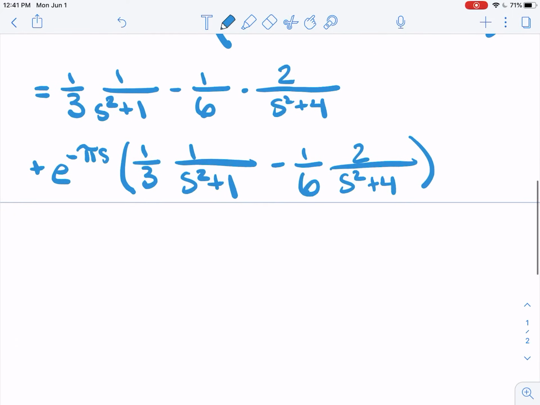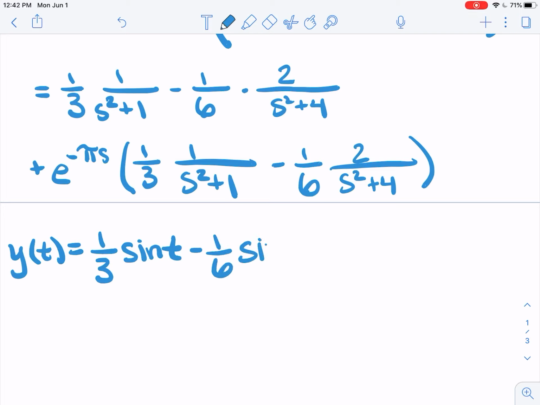So the inverse, well, that's not an equals anymore. This is now going to be y of t, the solution, equals 1/3. The inverse of 1 over s squared plus 1 is sine of t. And the inverse of 2 over s squared plus 4 is sine of 2t. So this is minus 1/6 sine of 2t.